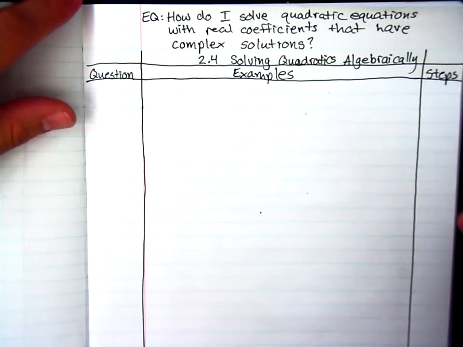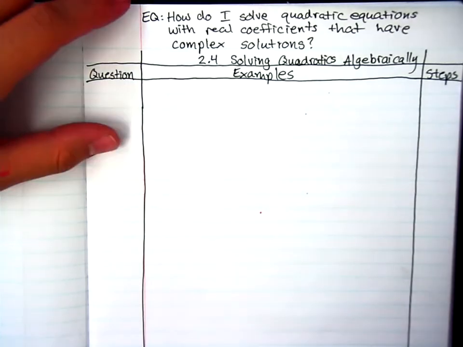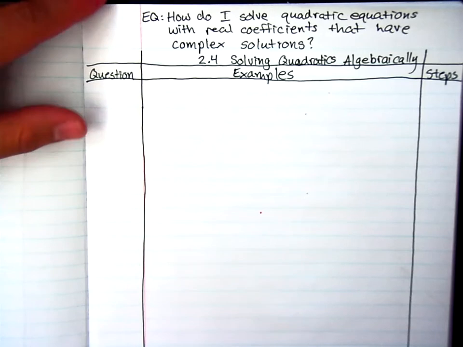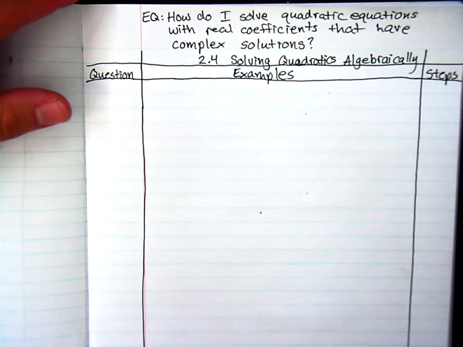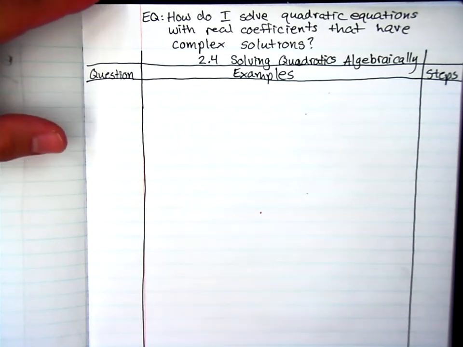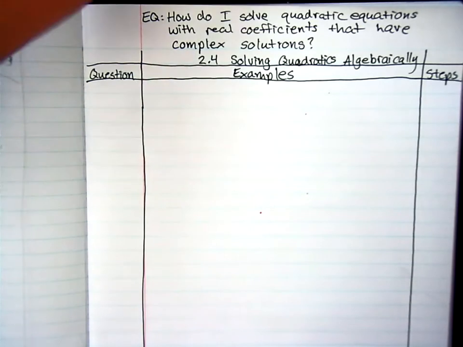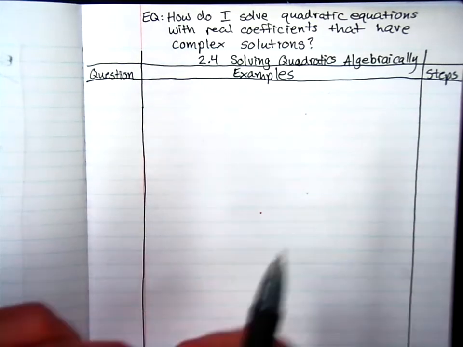Welcome back. Today we're going to cover 2.4, so solving quadratics algebraically. It's going to be split over two parts because there are a lot of methods to solve quadratic equations algebraically. The two that we're going to go over today are finding square roots and completing the square. Tomorrow we'll cover quadratic formula, so please be ready for that.